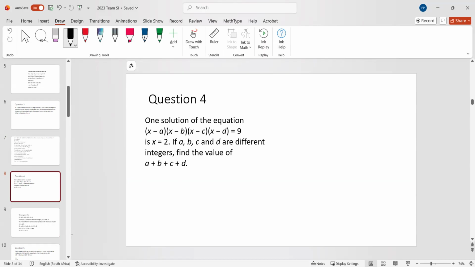One solution of the equation, here you've got a product of 4 numbers equals 9. And these 4 numbers, a, b, c, d, are different integers. These are integers, a, b, c, d, not real numbers, not like square root of 2 or something like that. They're all integers and they're different. And one of the solutions is x equals 2. So what does that mean? That means when I put x equals 2, it will satisfy that equation.